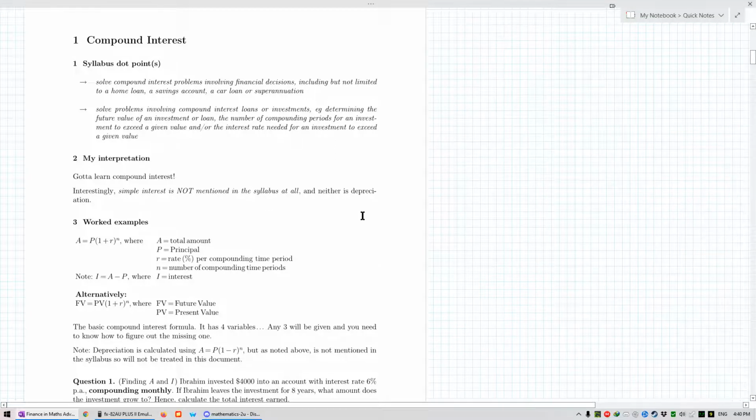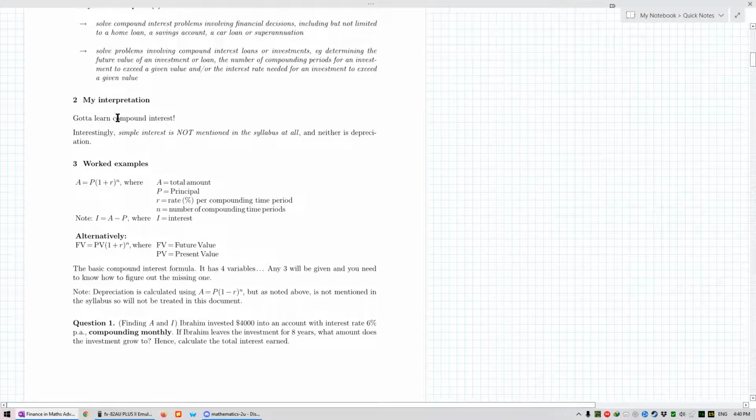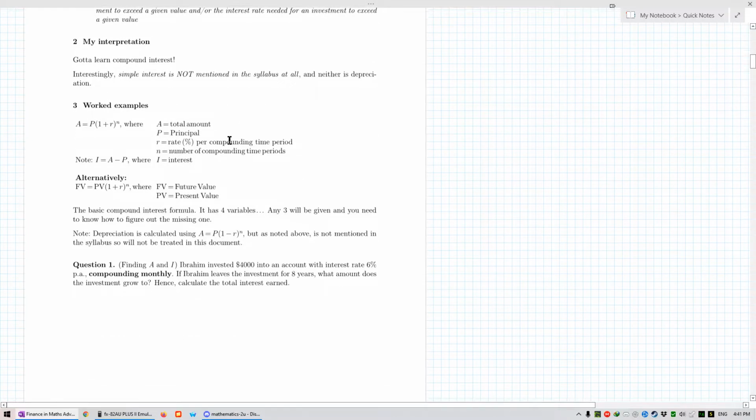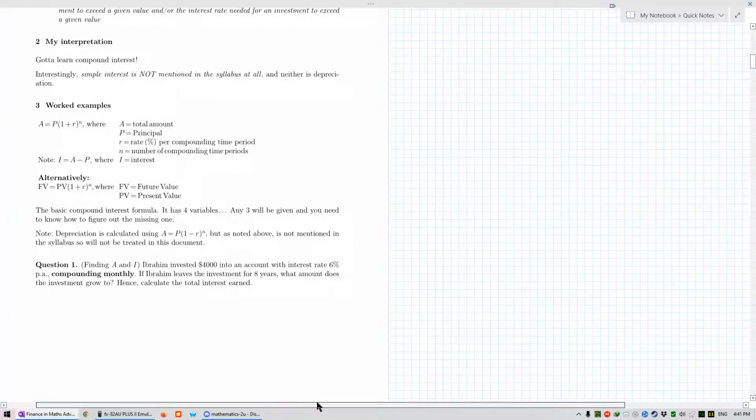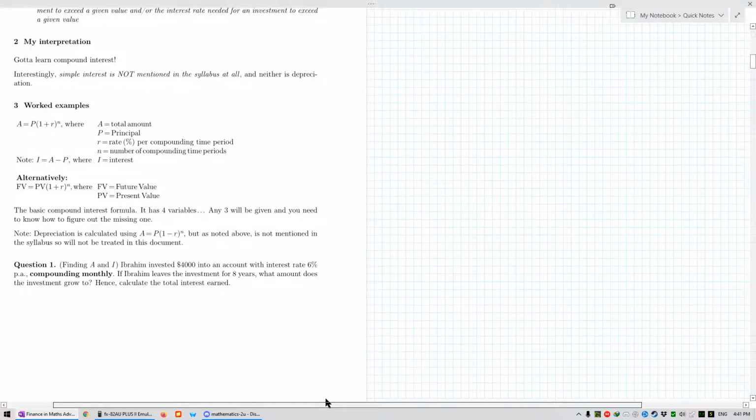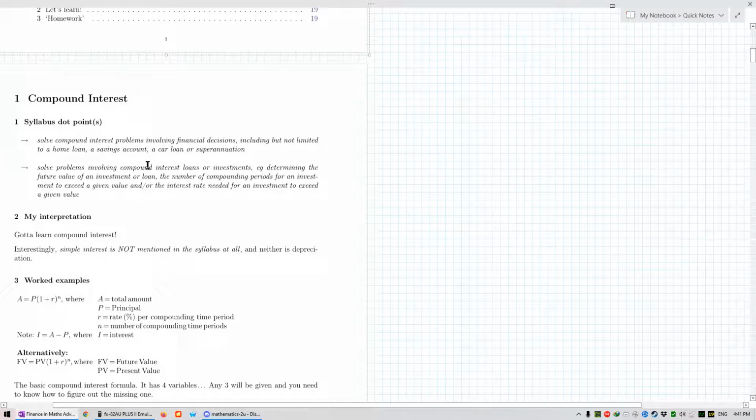So today's lesson is going to be on compound interest. Now I'll leave the reading on the syllabus dot points to you, just to save time. But my interpretation, if you read that, is you have to learn compound interest. Simple as that. Interestingly, simple interest is not mentioned in the syllabus at all, and neither is depreciation, so I'm not going to cover those. I'm sure your textbook covers it if you want to have a look at them for revision purposes, or just to cover your bases. So I'm just going to stick to the syllabus dot points.